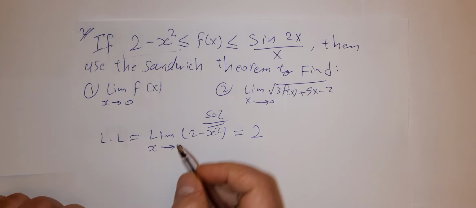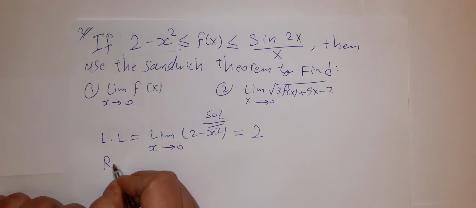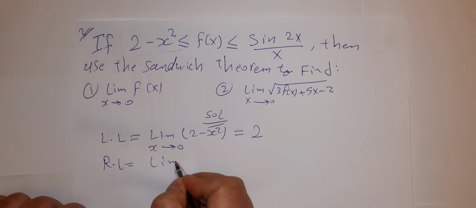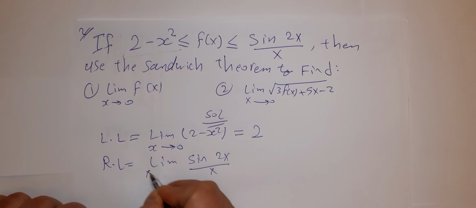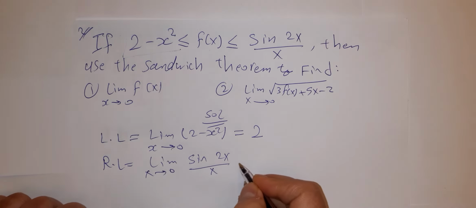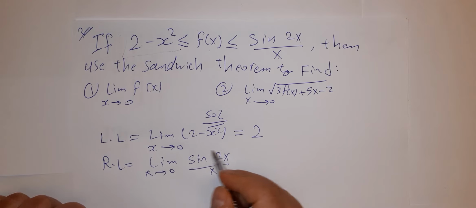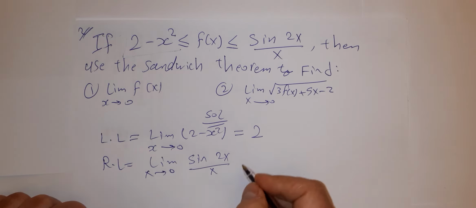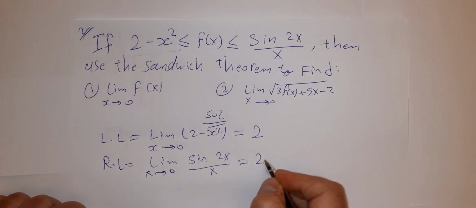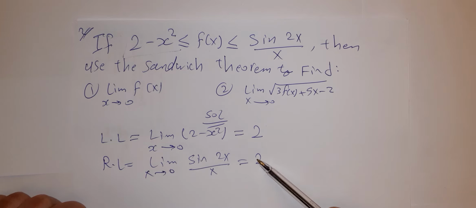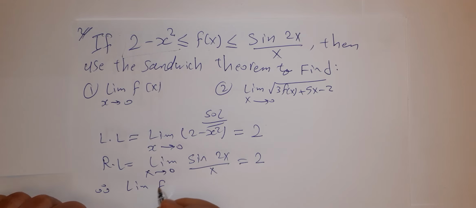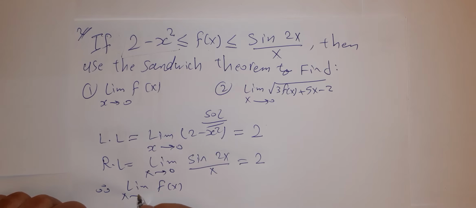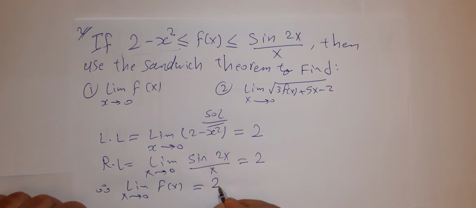And the right limit, the limit of sine 2x over x when x tends to 0. You know that sine 2x over x when x tends to 0 equals 2. So the right limit and left limit are equal, which means that the limit of the interior function f of x when x tends to 0 equals 2.